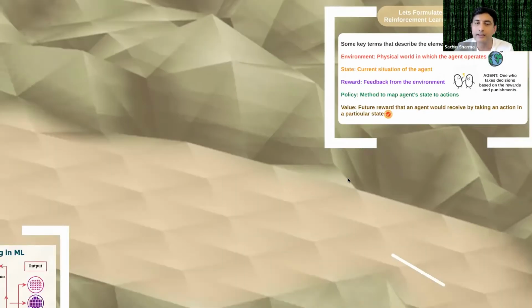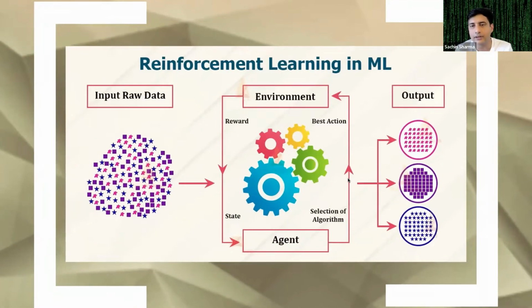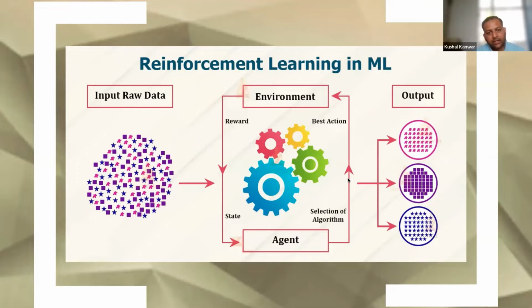So let us again explain what a reinforcement learning environment is and how it works. Dr. Kushal, over to you. Okay, so as we have discussed, there is going to be some environment, there is going to be some agent, and agents are going to work according to some algorithms, and they are going to change their state, and for each state they are going to be rewarded, and they are going to produce some output. The output is what? It is policy.